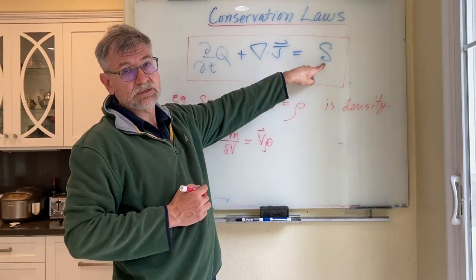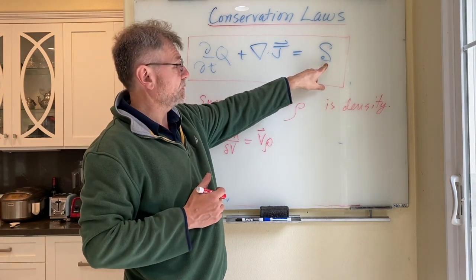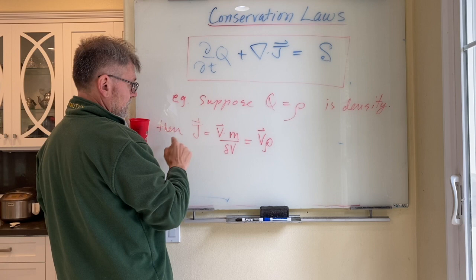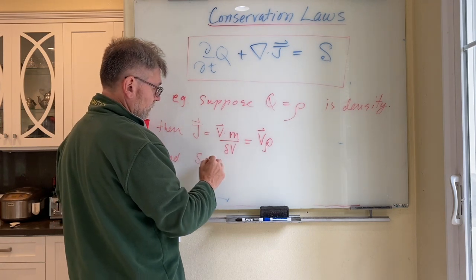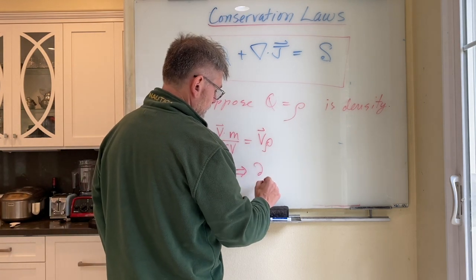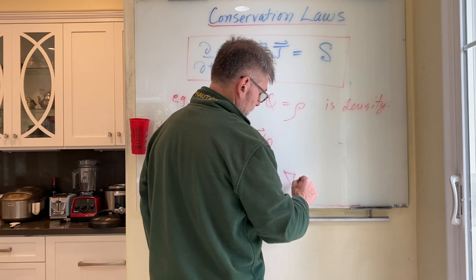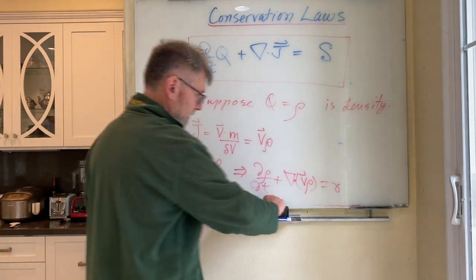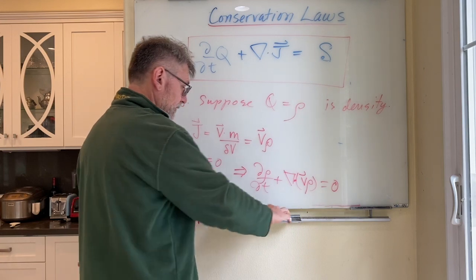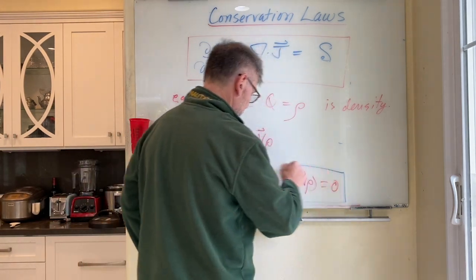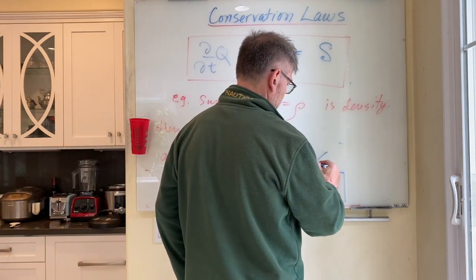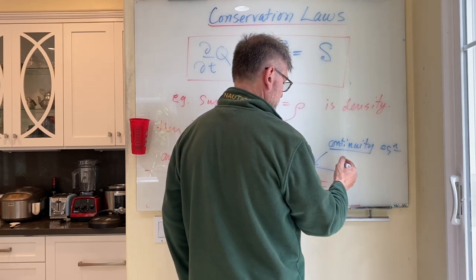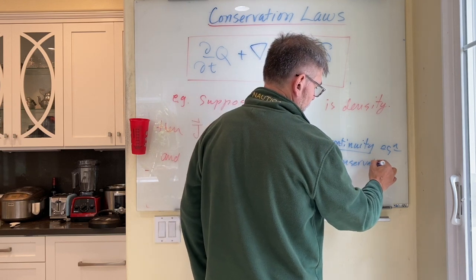Now, what will be the source and sinks for mass? Well, since mass is neither created nor destroyed, I'm assured that S will be 0 in that case. So what my equation will become will be d rho dt plus div dot v rho equals 0. This is the continuity equation for a fluid, so it expresses the idea of the conservation of mass. So this is known as the continuity equation, and it expresses the conservation of mass.